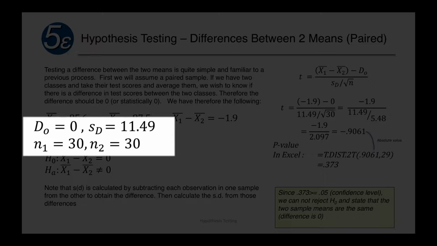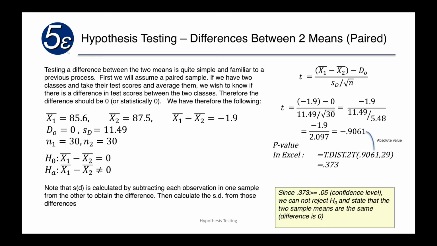Now, our standard deviation from our sample example will be 11.49, and again, we would get this from the sample. Our N1 and N2, the number of observations in sample 1 and sample 2, are 30, and we set up our hypothesis test. Our H0, the null hypothesis, is that X1 bar minus X2 bar equals 0. Our alternative hypothesis is that X1 bar minus X2 bar is not equal to 0. And again, we could rephrase that a little bit by saying X1 bar minus X2 bar equals D0. So that D0, which is the difference that we're comparing to, is the right side of the equal sign in the hypothesis test.